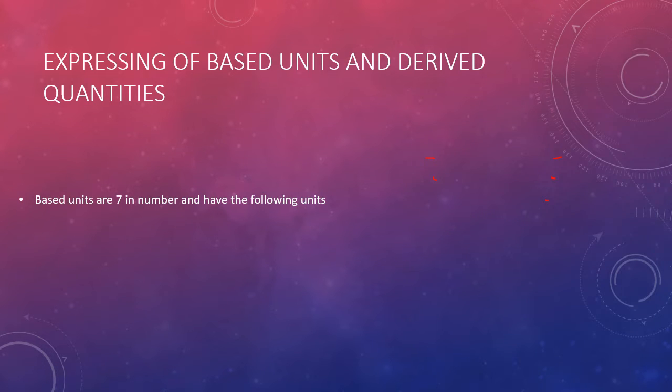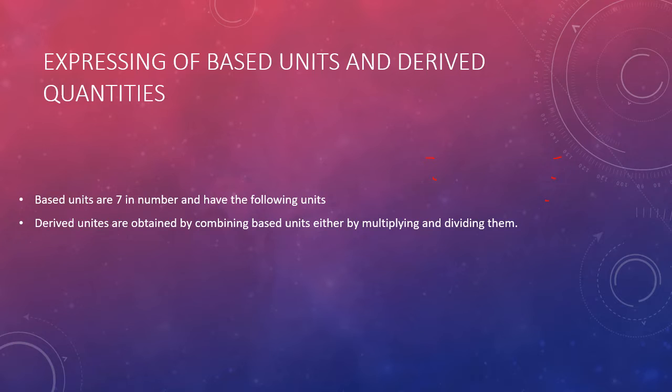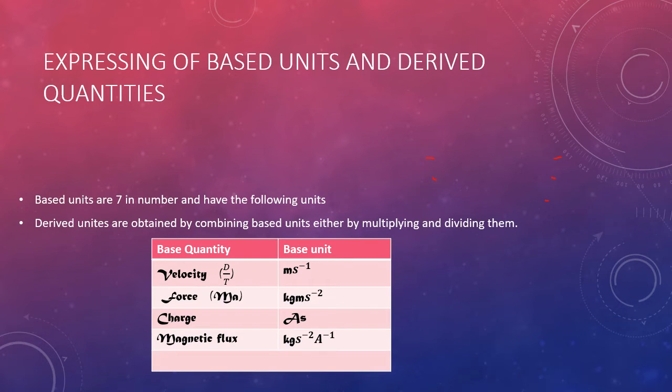Now, derived units are obtained by combining the base units, as I said. They are velocity, which is simply distance over time, and distance is represented as length, with the unit of length being meters and time having unit s. So we are left with meters over seconds, which gives us meters per second. As I said, it's a combination either by multiplying or dividing. When we take examples, you see it clearly.